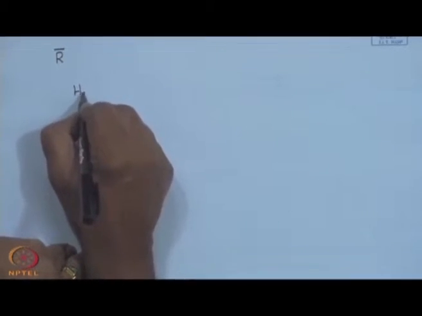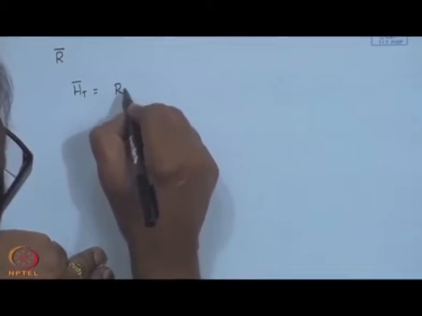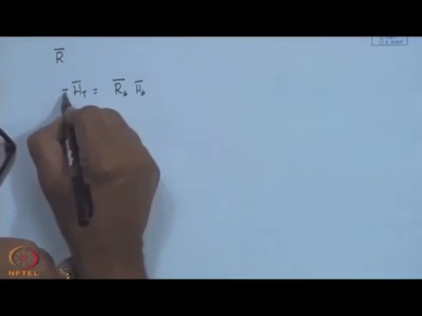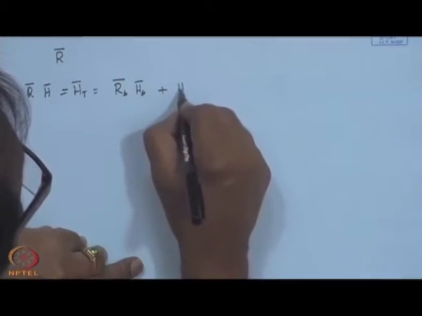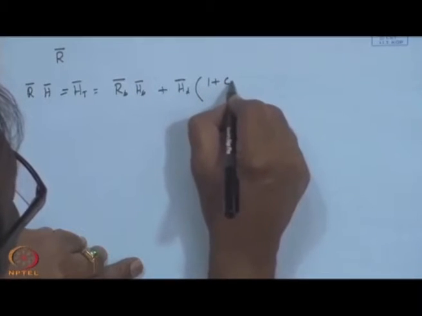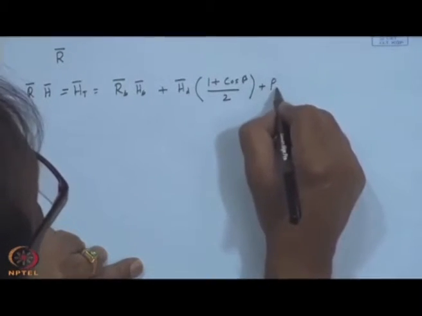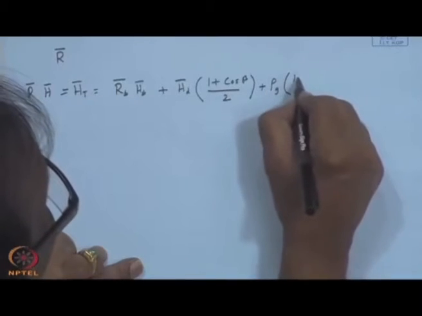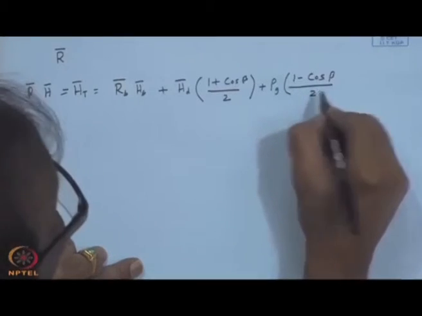and your H t bar for the entire radiation is R b bar H b bar, which is R bar H bar for the sake of completeness, plus H d bar times 1 plus cos beta by 2. You recall all the formulae we derived earlier are being used in these few examples that we are doing as application of the phi bar f chart method or the f chart method.